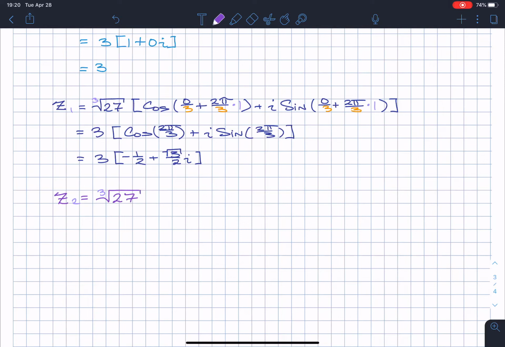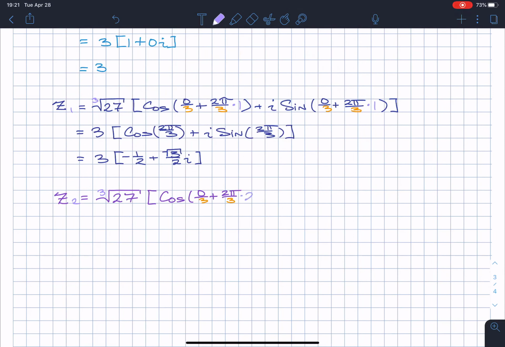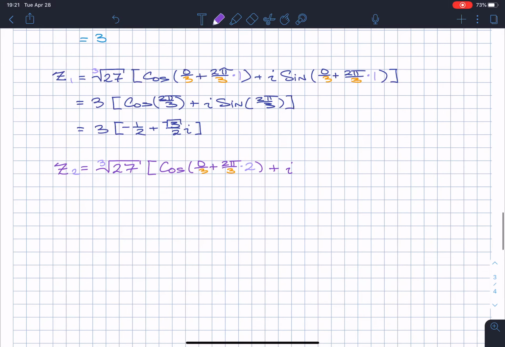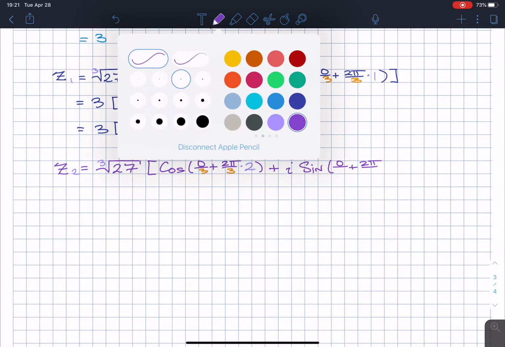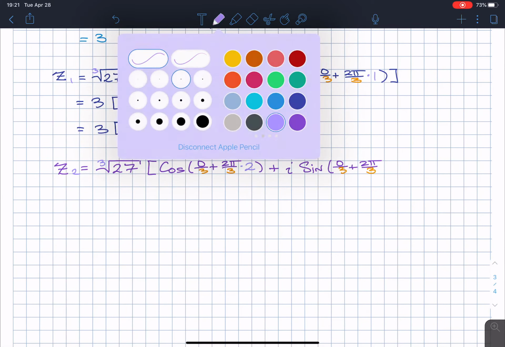But now, inside the bracket, I'm going to have cosine of 0 over n plus 2 pi over n, where n in this case is 3. And now the subscript for this last guy is 2, plus i times sine of the same thing. So sine of 0 over n plus 2 pi over n, where n in this case is 3. And the subscript for this root is 2.